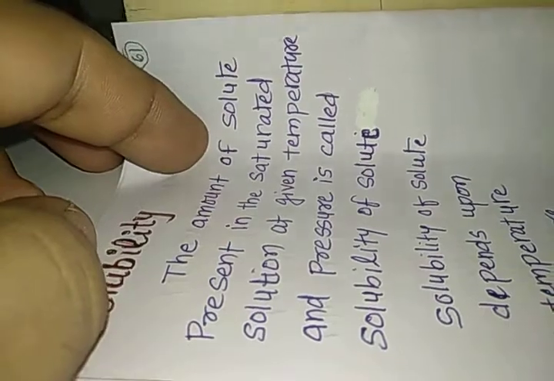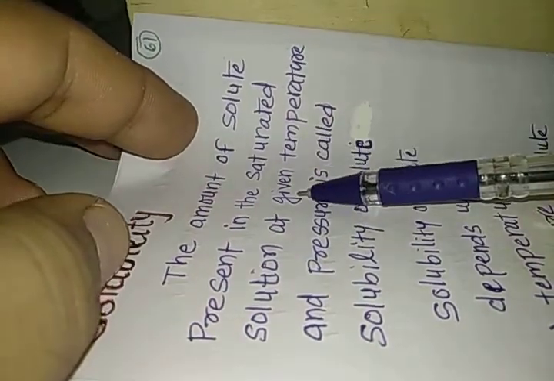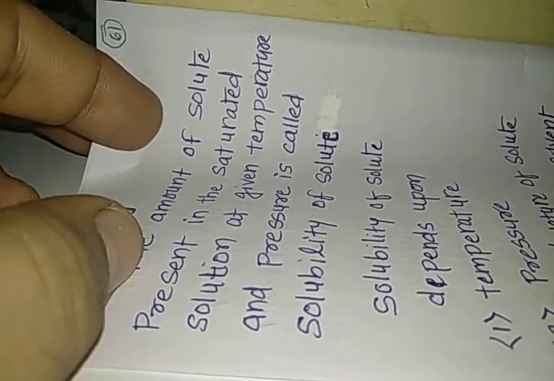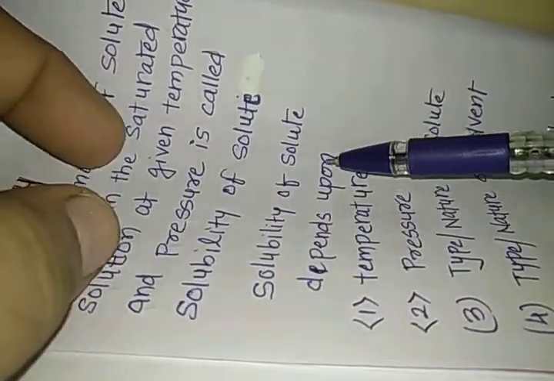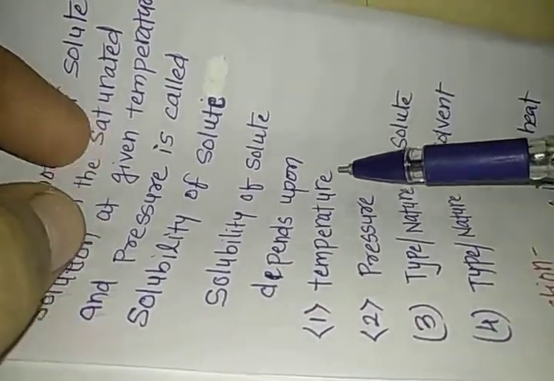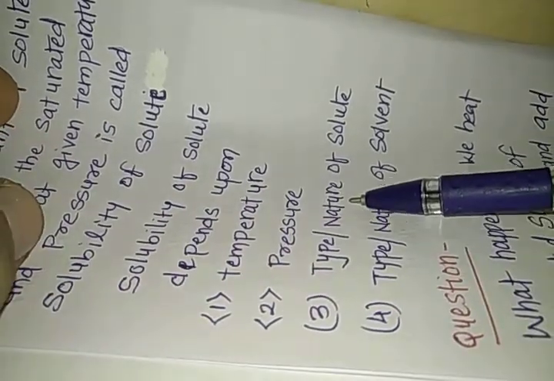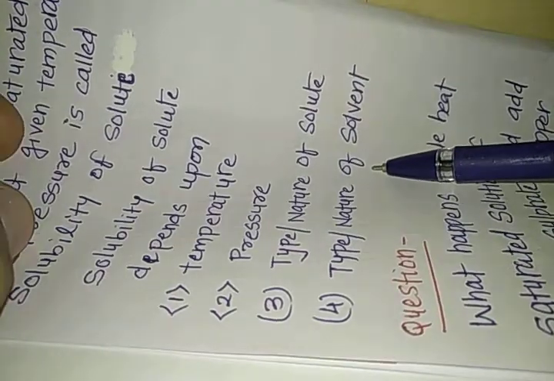The amount of solute present in the saturated solution at given temperature and pressure is called the solubility of a solute. Solubility of solute depends upon temperature, pressure, type or nature of solute, or type or nature of solvent.